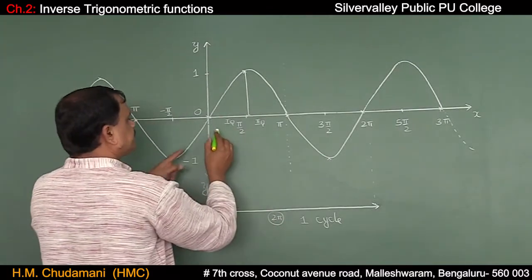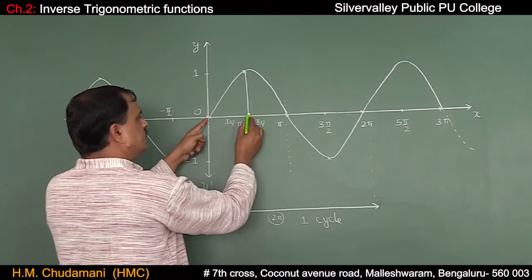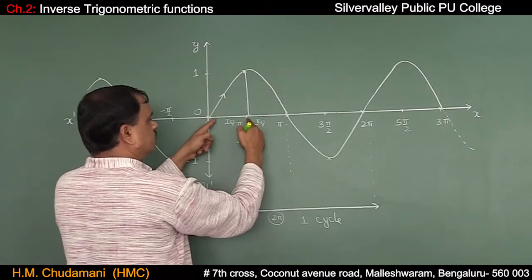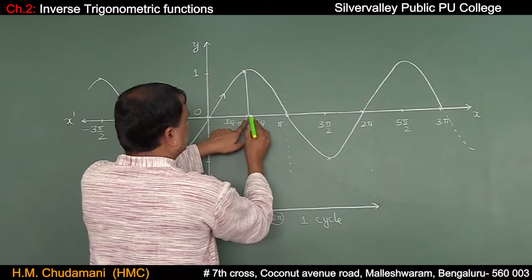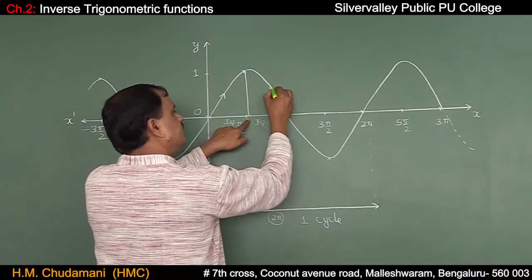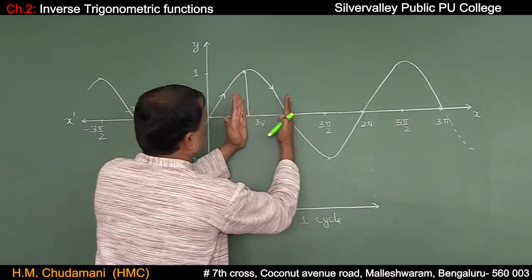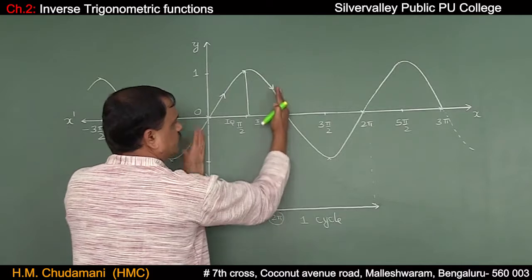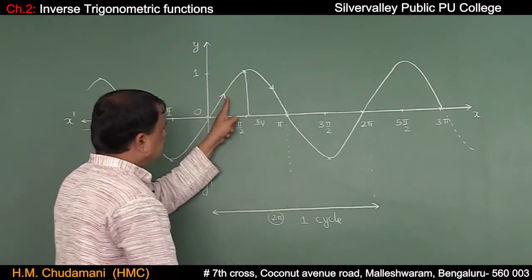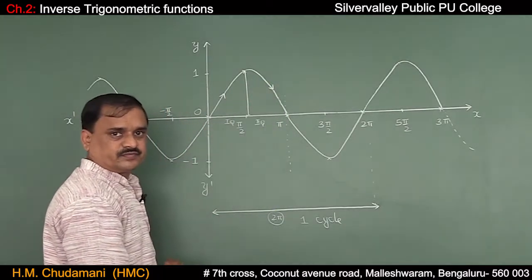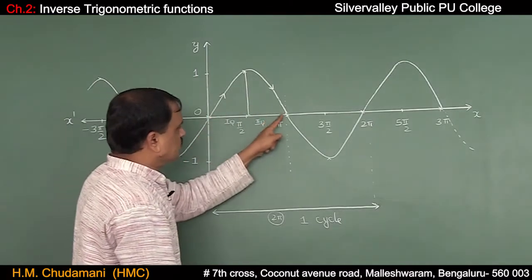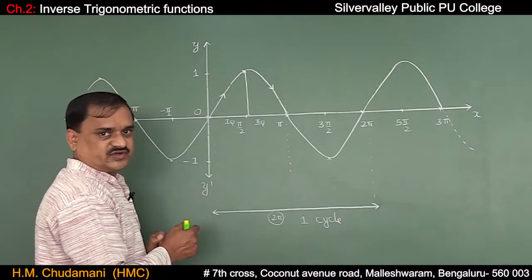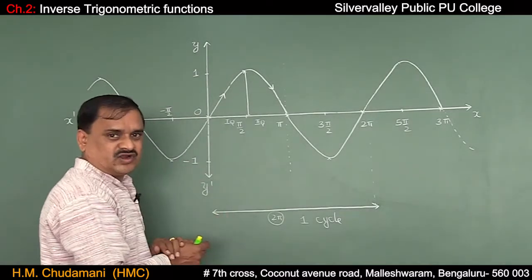Okay. So now, from 0 to pi by 2, it is an increasing function, in the first quadrant. In the second quadrant, pi by 2 to 3 pi by 2, it is decreasing. If we take from 0 to pi, it is both increasing and decreasing. The sine function from 0 to pi is increasing, whereas this is decreasing. Both increasing and decreasing function. That's why it cannot be one-one function.